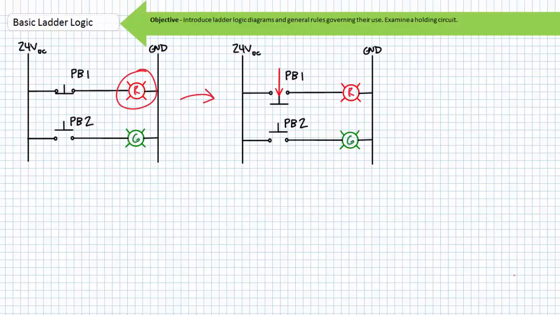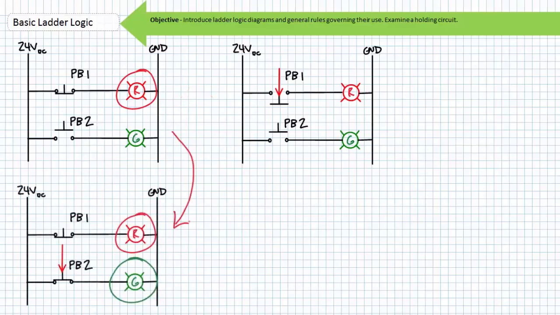Note I'm drawing normally closed push button 1 being actuated into its activated open state. When an operator releases the momentary normally closed push button 1, the spring return returns PB1 to its deactivated closed state, and the red light turns on. We're back at the start state. If an operator actuated normally open push button 2, PB2 would close, and the green pilot lamp would energize. The state of the system is now red light on, green light on.